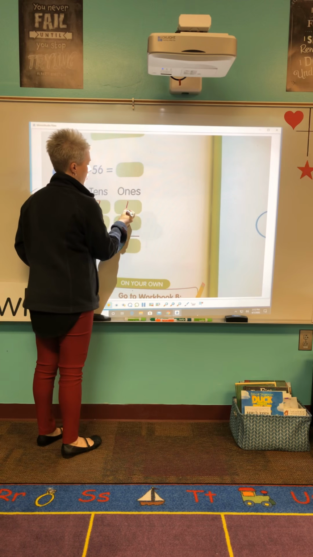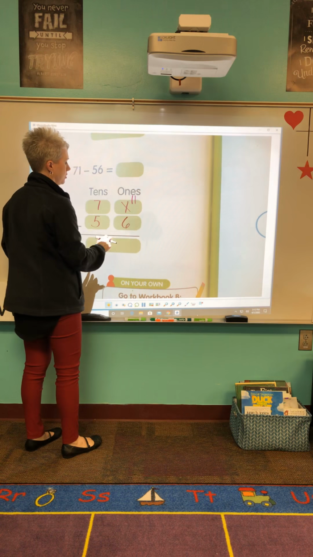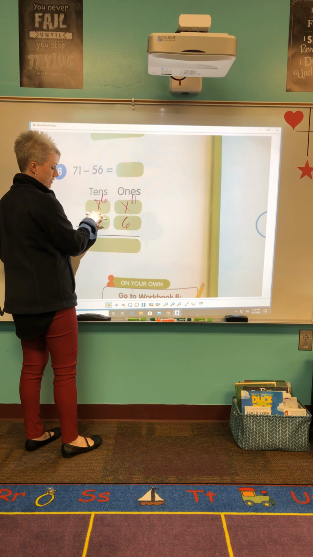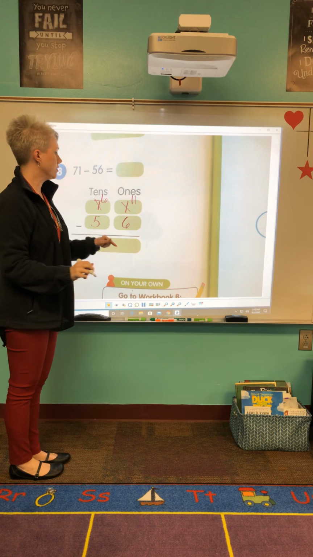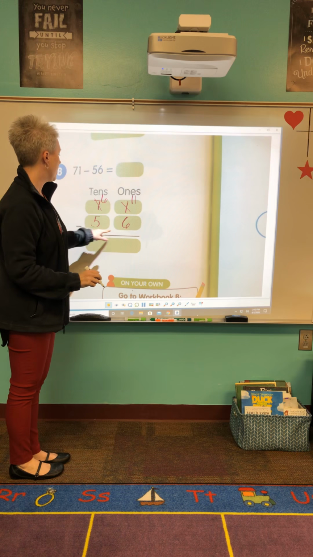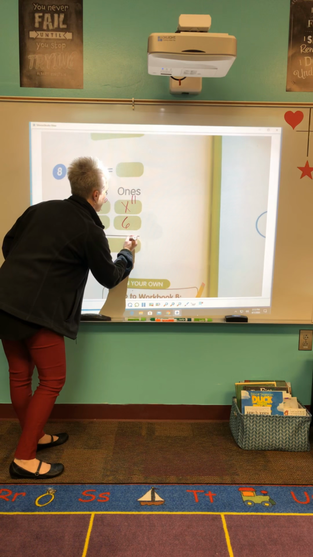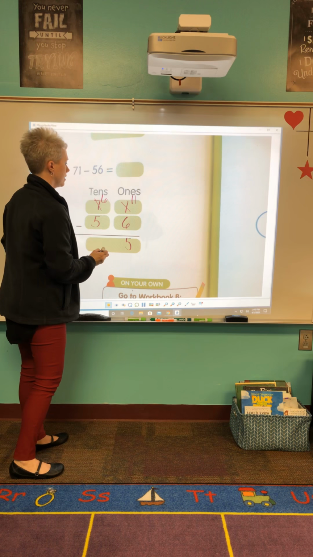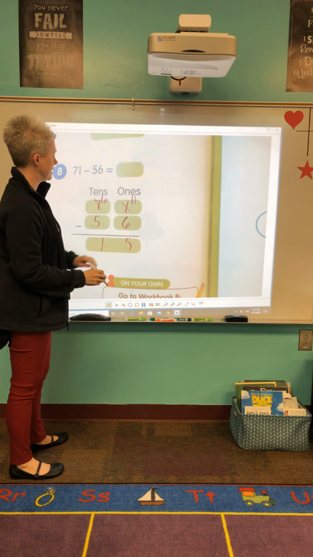When I borrow, my 1 becomes 11 because I added 10 to it. My 7 rolls back to a 6 because I borrowed a 10 from that 7 and gave it to my 1. Now I can do the math. 11 take away 6 is, good job, 5. 6 take away 5 is 1. Good job. 71 minus 56 is 15.